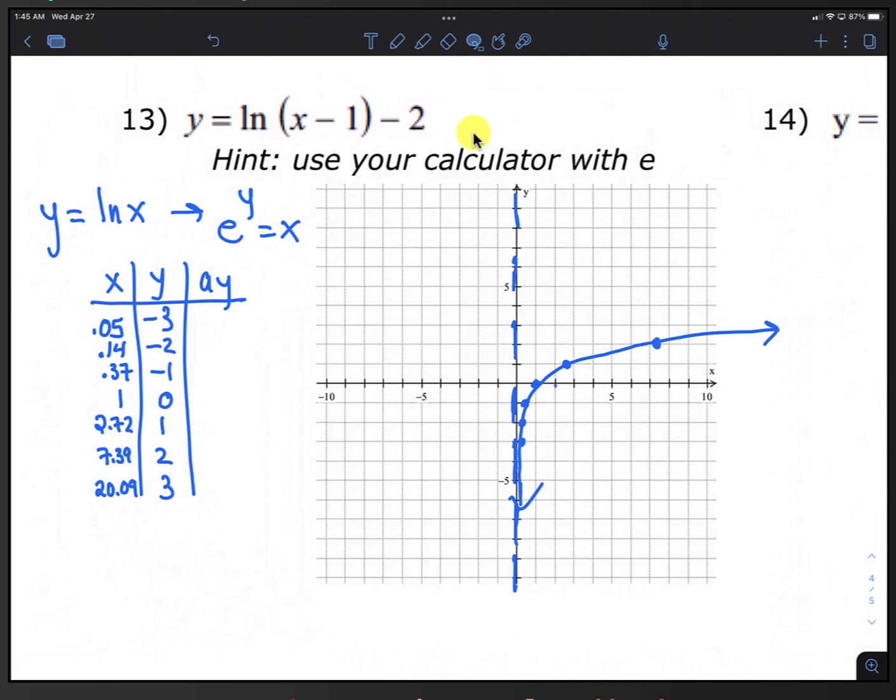Now let's talk about the transformation. We know that the x minus 1 moves it to the right, and then the -2 moves it down. So the transformation is to the right 1 and down 2. Let's apply the transformation to all the points here, including the vertical asymptote. So everything moved to the right 1 and also down 2. All right, so that red curve is your graph.